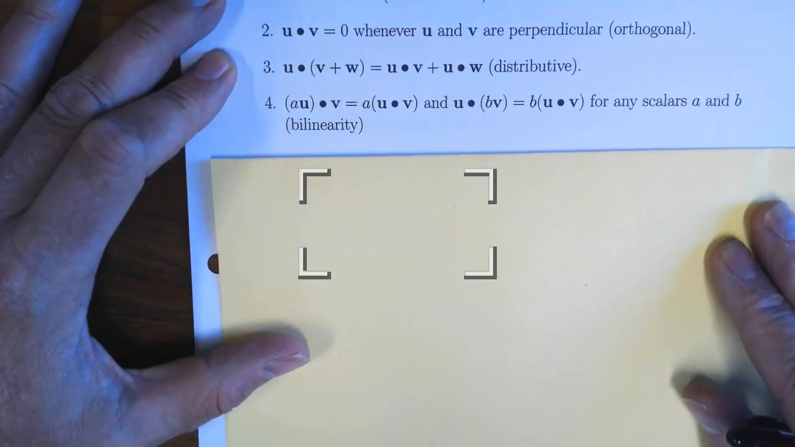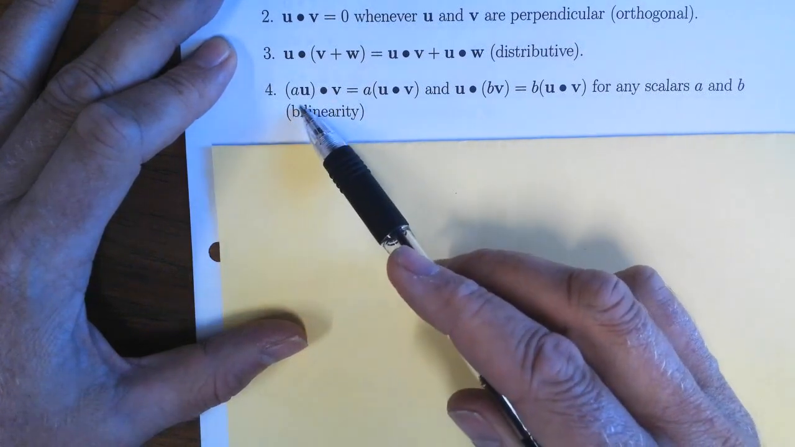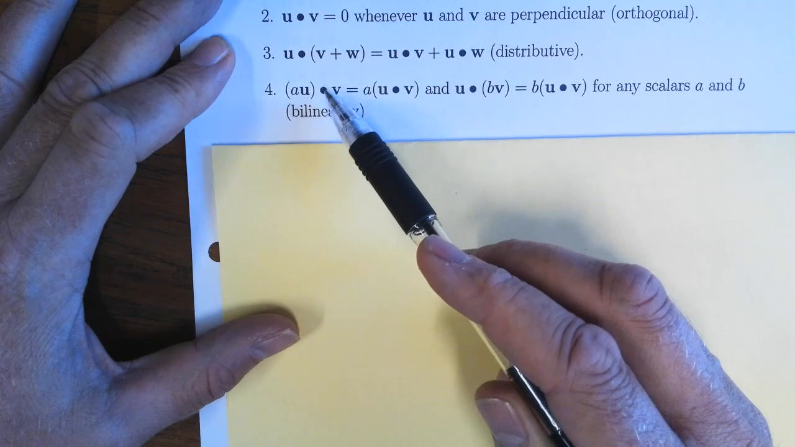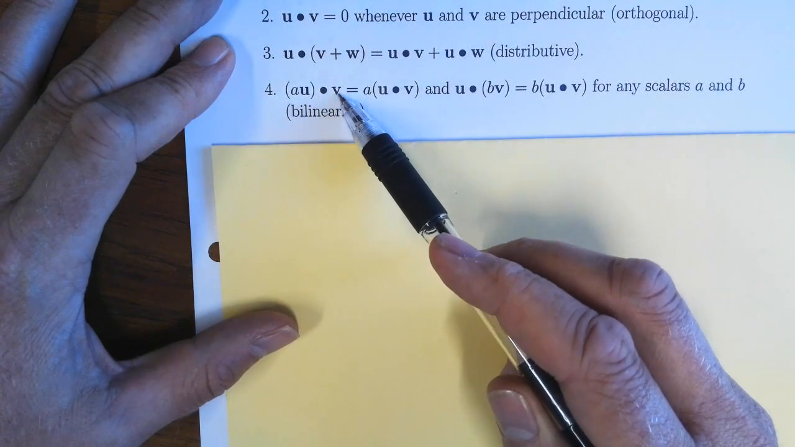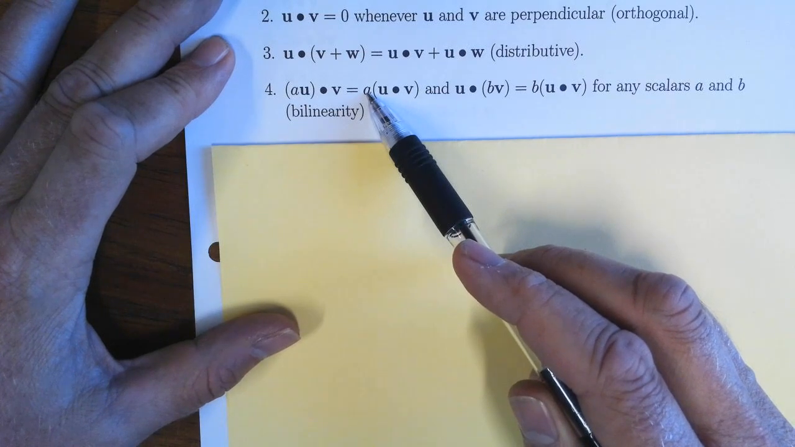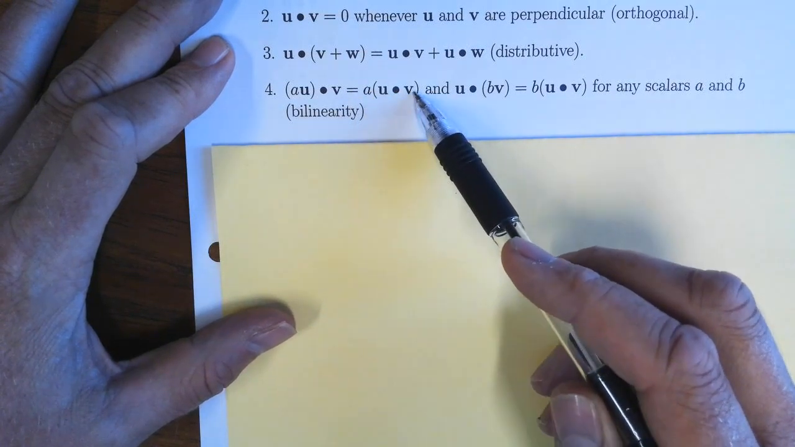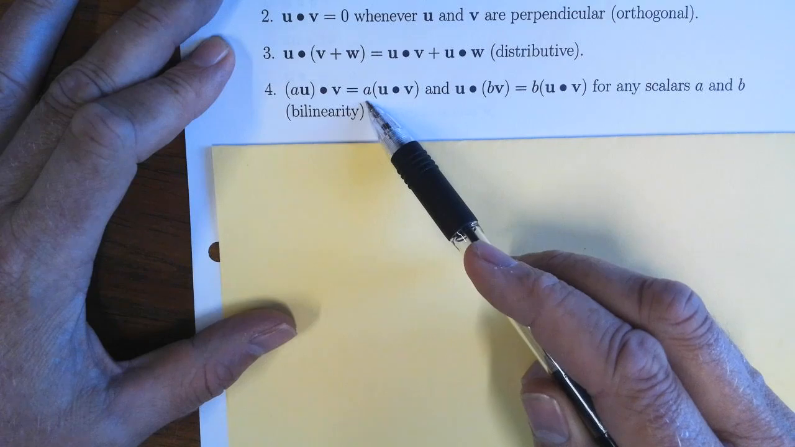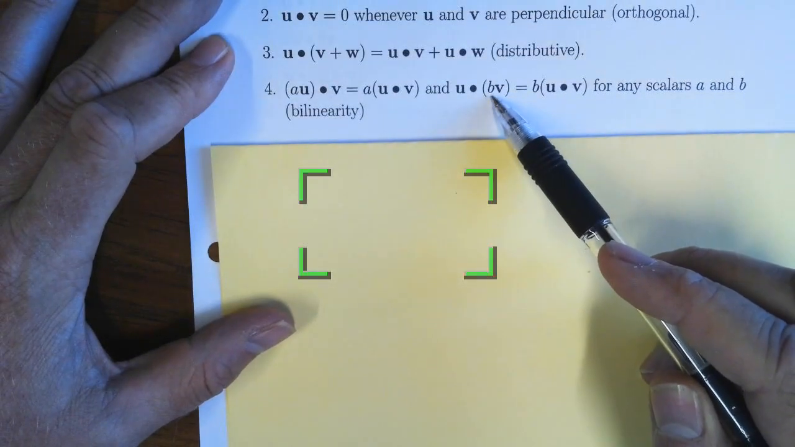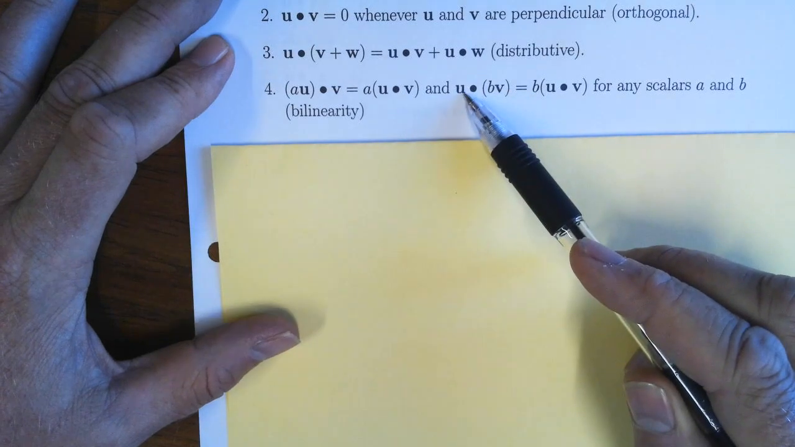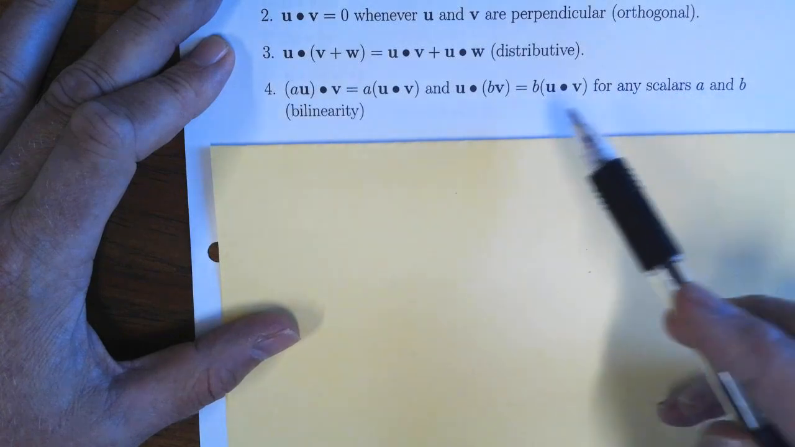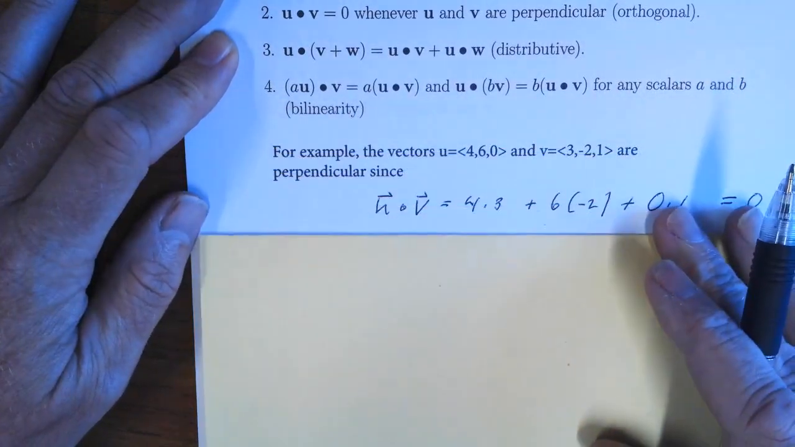Now here's a really useful property. Suppose we take a vector u and we stretch it by some scalar a, and then we take the dot product of that with the vector v. Well, we can take the scalar out, a, and it's nothing more than the dot product of u with v times a. Similarly, if we stretch v by a factor of b, then take the dot product with u, we can just factor that constant b out. And this is sometimes referred to as bilinearity.